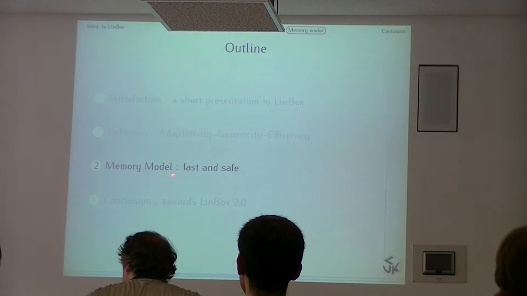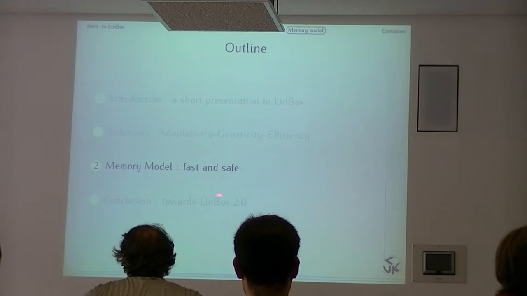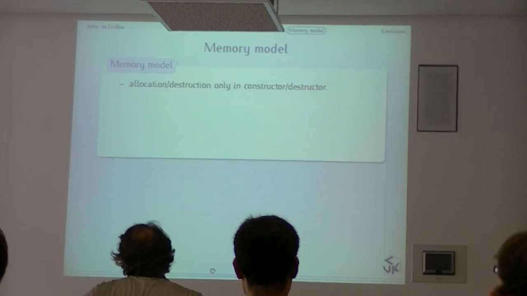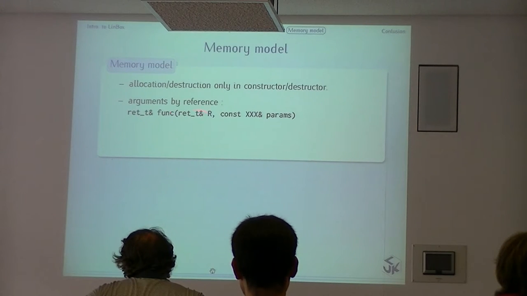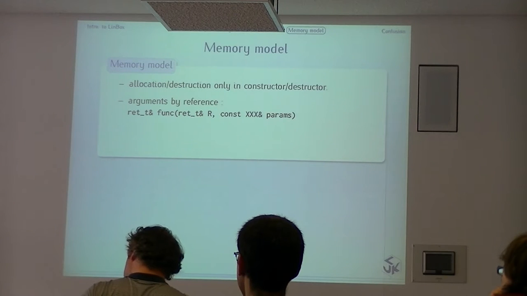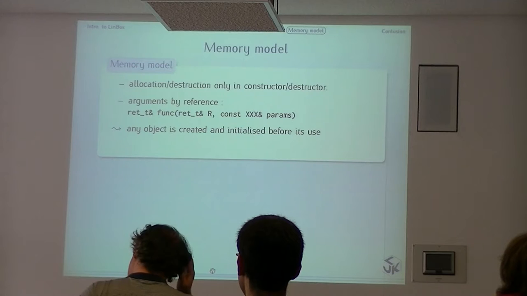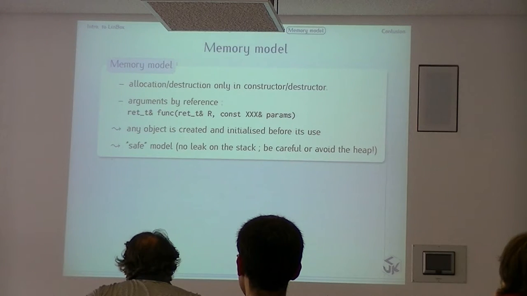And now we're going to talk about the memory model, what conventions we make so that we don't have to really care about the memory model and stay fast and safe. Well, we're using C++, so we're really using C++ and its mechanisms. For instance, we try to allocate only in the construction and destroy in the destructor. We don't like pointers very much, so everything is passed by reference. That saves space and time, no copy. As a result, we have to initialize any object before using it. And it's kind of safe because when we don't use pointers, we stay on the stack, and just with scoping we are safe.